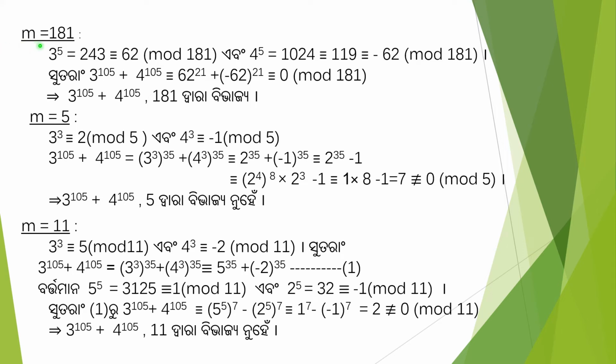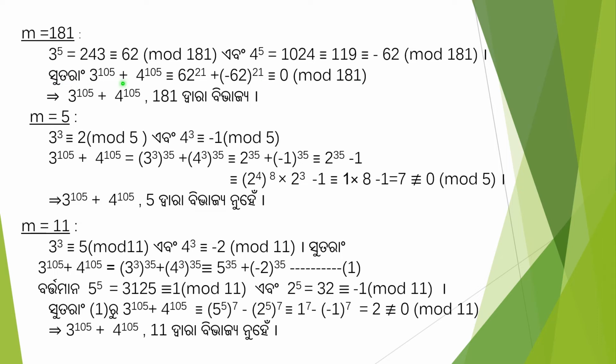Now m = 181. 3^5 = 243, congruent to 62 mod 181, and 4^5 = 1024, congruent to 119, that is congruent to -62 mod 181.